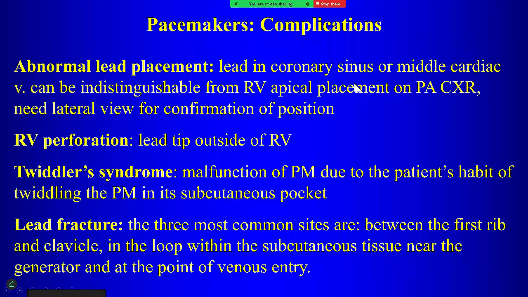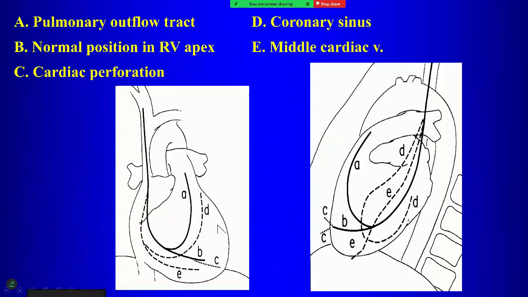So pacemaker complications, we can have abnormal lead placements, right ventricular perforation. Twiddler syndrome is when patients play around with the pacemaker and actually twist the wires. Lead fractures, most common sites between the first rib and clavicle, in the loop within the subcutaneous tissue near the generator, and at the point of venous entry. Those are the most common sites for lead fractures.